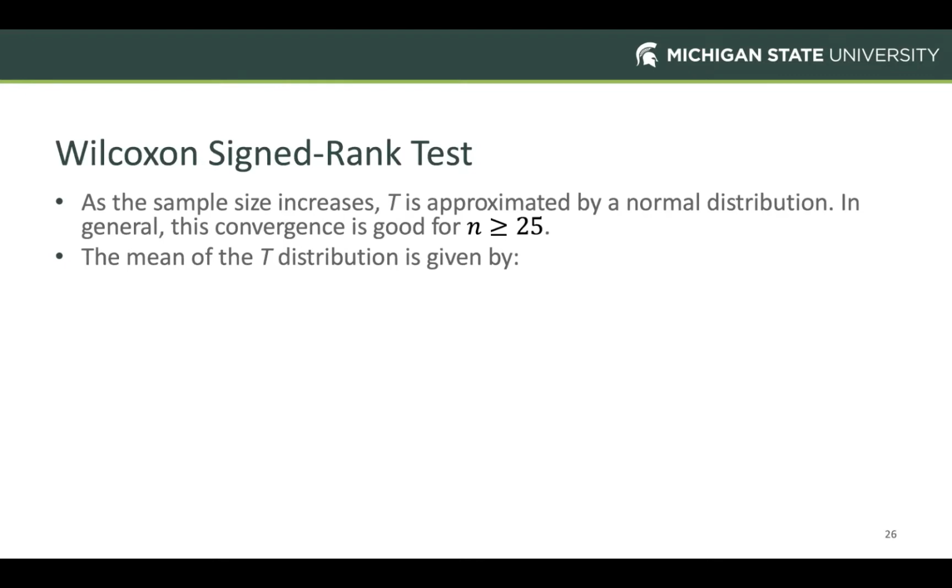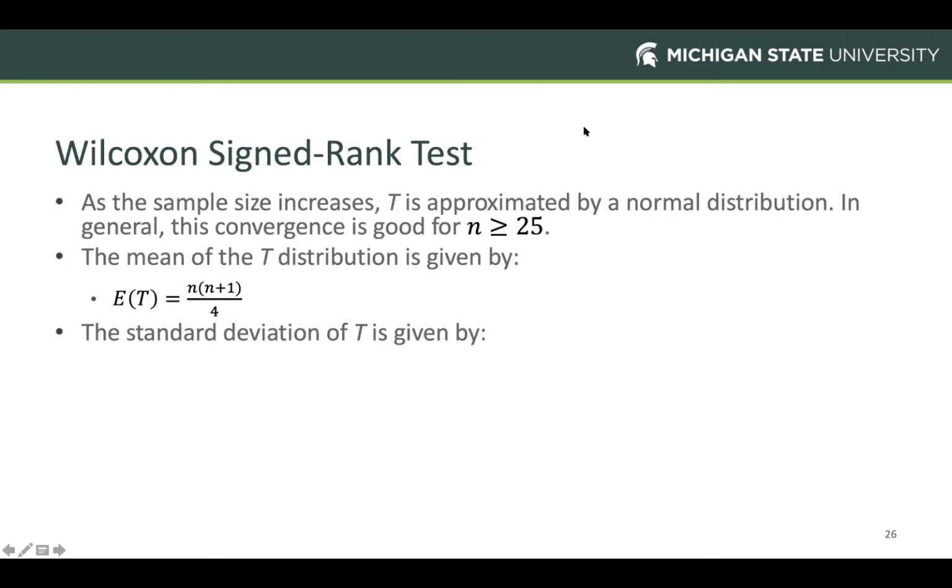For this test statistic, the mean of the t distribution that we demonstrated how to calculate previously is going to be n times (n plus 1) over 4. The standard deviation of t is going to be given by this formula here. Again, since we're dealing with paired samples, n is the number of pairs, not the number of unique numbers that we've observed. So if we had 10 locations, it would be 10 rather than the 20 data points we're observing. And so the standard deviation is the square root of n times (n plus 1) times (2n plus 1) over 24.